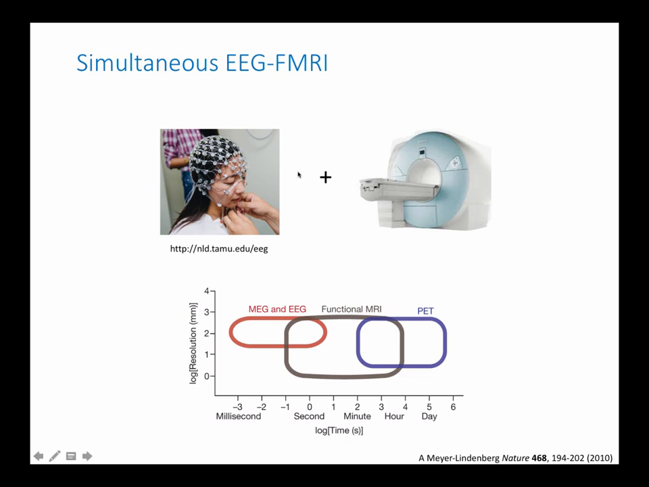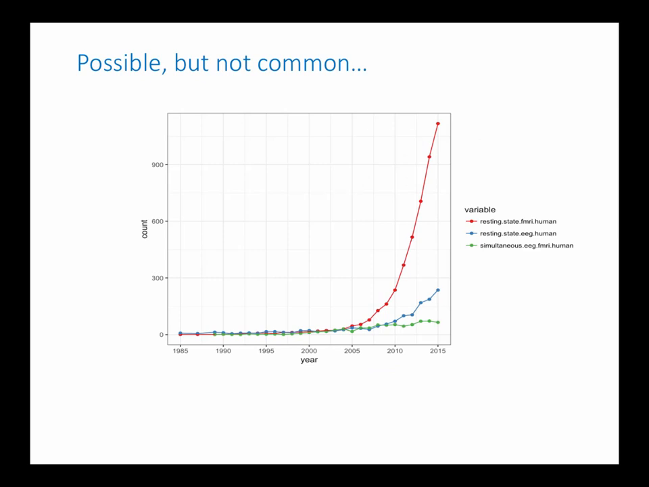So for simultaneous EEG-fMRI, there's technology that now enables you to do them both at the same time, and hopefully then you get both the benefits of the spatial resolution of fMRI, and you can also combine that with the improved temporal resolution of EEG. So these things are possible to combine, but it's not super common.